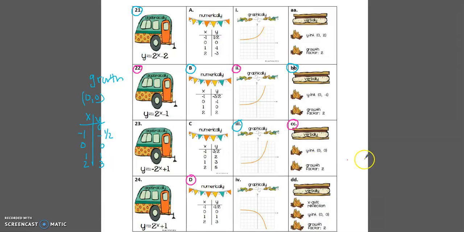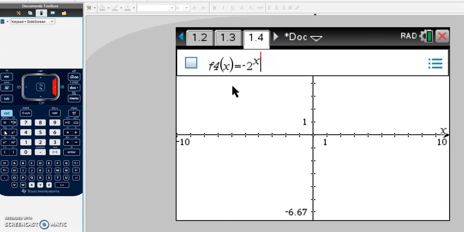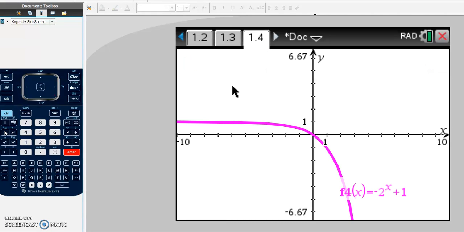Okay, let's look at the next one. It is a negative 2 raised to the x power plus 1. So let's try that one in the calculator. Okay, let's look at what we have. It is y equals negative 2, sorry. Okay, negative 2 raised to the x power, and then plus 1. So there's our one that is a decay.